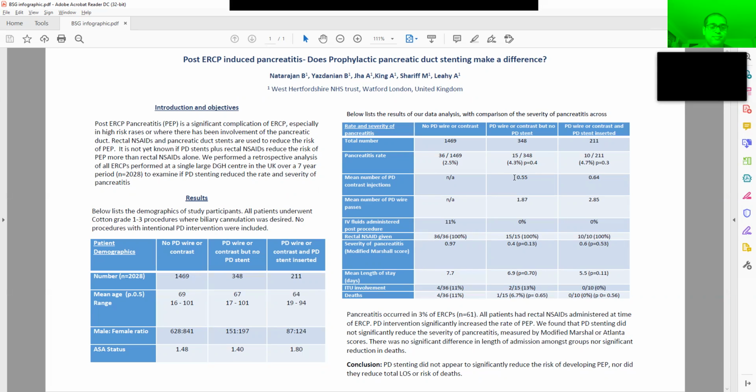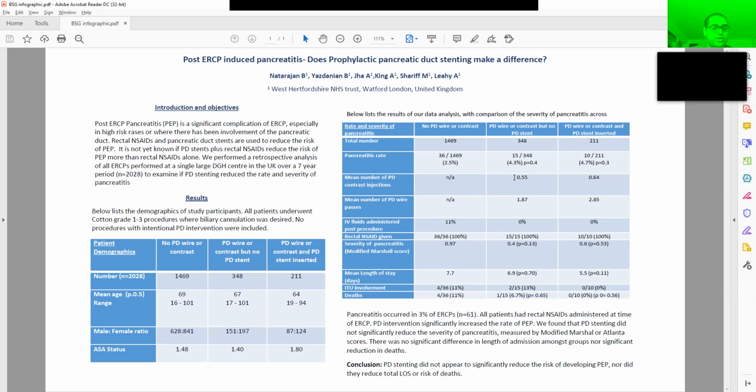As demonstrated, our information was collected over a 7-year period involving 2,028 patients. All these patients were undergoing ERCPs with the idea of selective common bile duct cannulation. No patients with pancreatic duct directed intervention were included in this study.